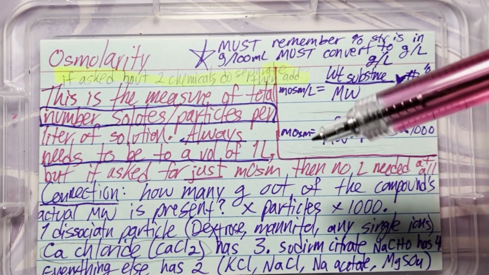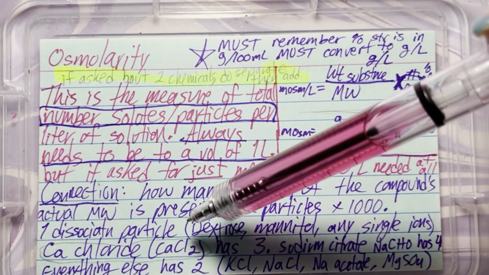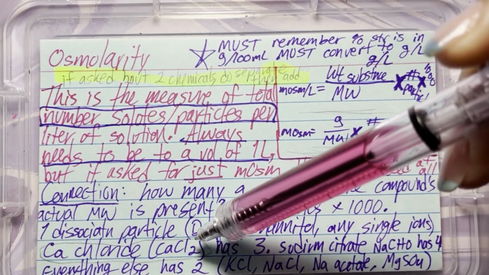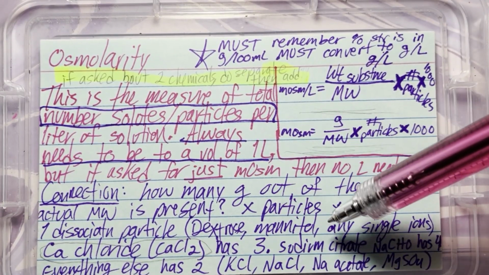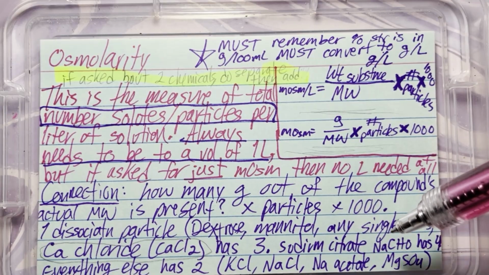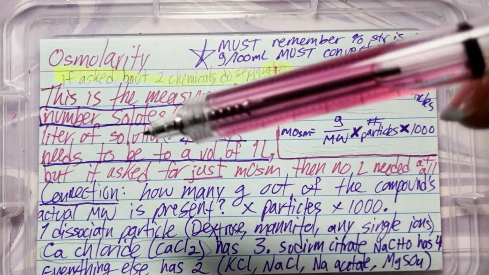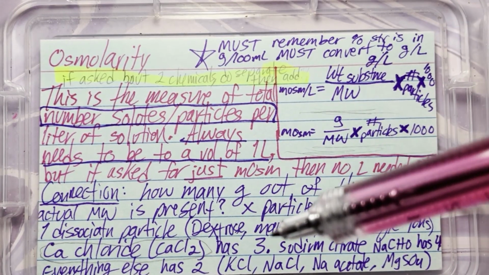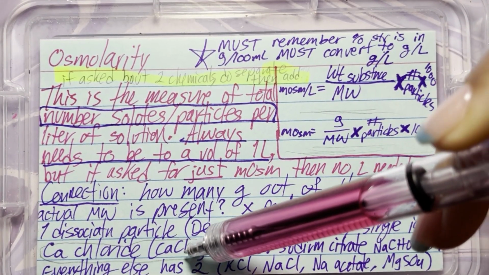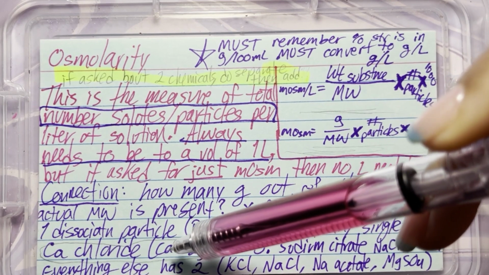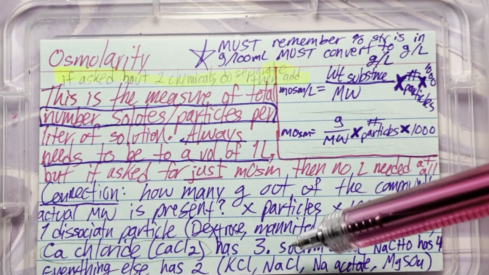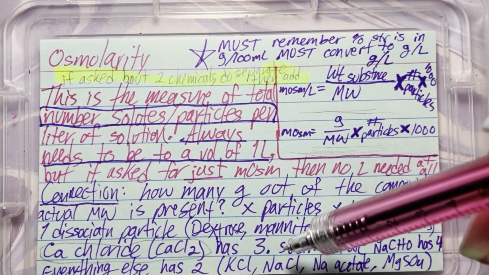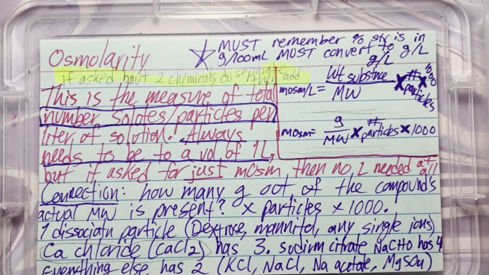It's really, really important to have this memorized. One dissociation particle: dextrose, mannitol, and any single ions. So basically the longer ones, dextrose and mannitol, these are long. And any single ions is obviously going to be 1. Calcium chloride has 3, CaCl2. If you want to think of it like there's 2 Cl plus 1 calcium, that's 3. Sodium citrate has 4. The longest one, the longest name here, has 4.